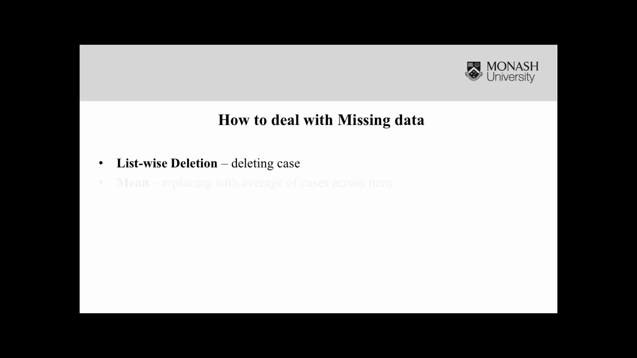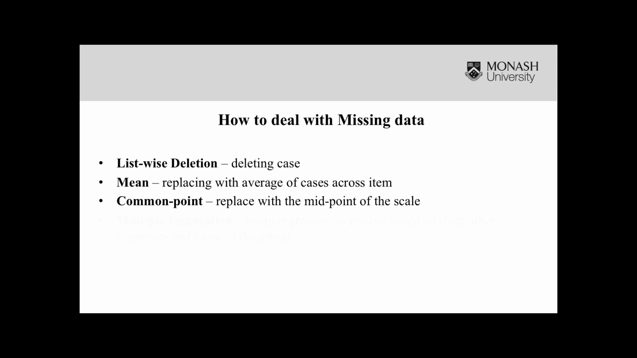So we can essentially go listwise deletion, so deleting the case. The problem with that is that we are also deleting the information on the other variable. We can replace the missing data with the mean of the cases across that item, or we can also replace it with a common point. So if you have a 6-point Likert scale, you can replace it with the number 3. So we'll discuss how to do that.